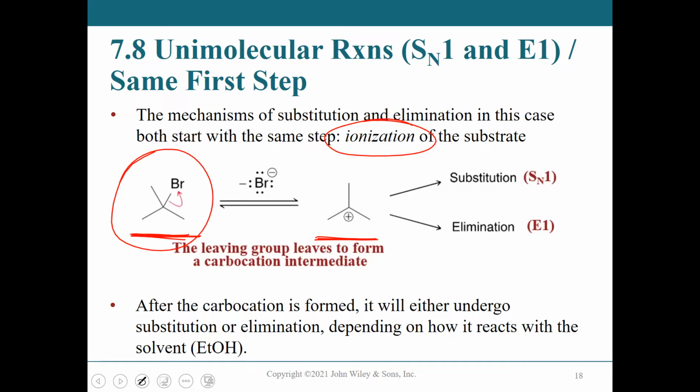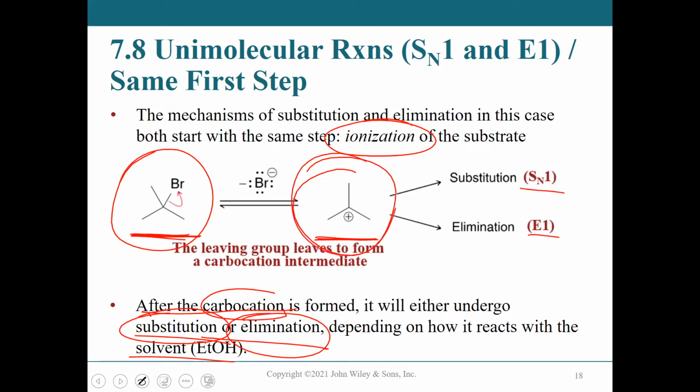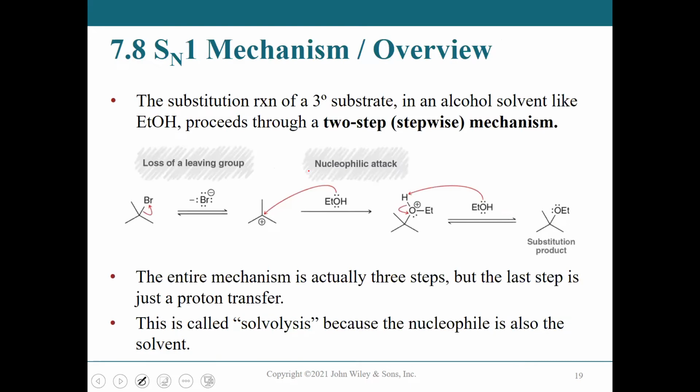Okay, so after the carbocation is formed, it will either undergo substitution or elimination. In this case, SN1 or E1. In this case it's reacting with ethanol, but that's how they both, SN1 and E1, start from the carbocation. That's something they share in common. This one is the mechanism for the SN1 reaction. Two steps, right? It's a stepwise mechanism. The first step of the reaction is the ionization or dissociation of the substrate.